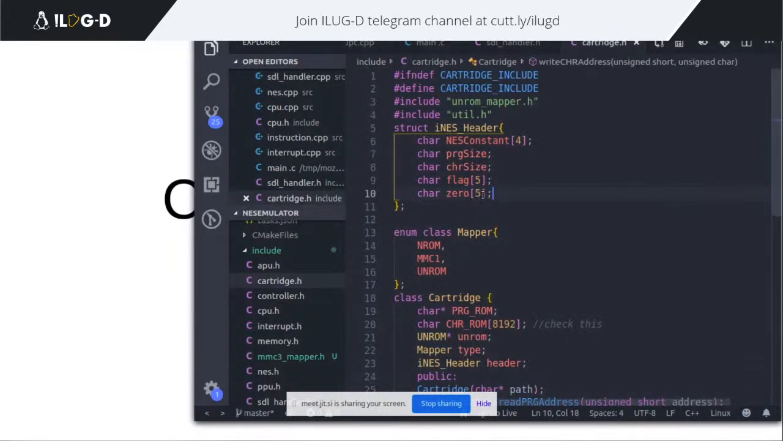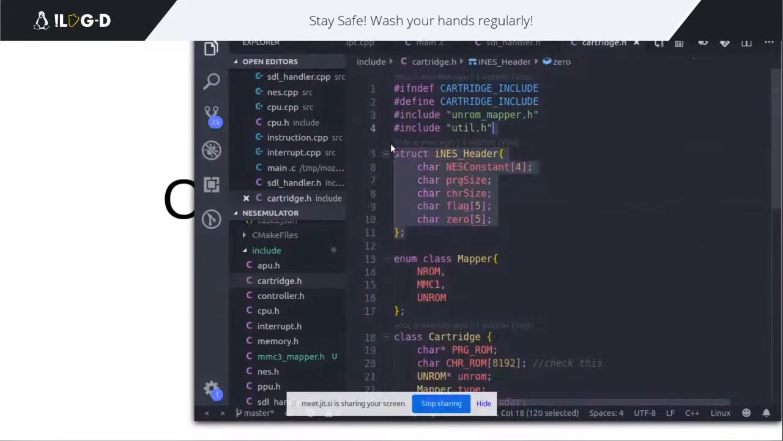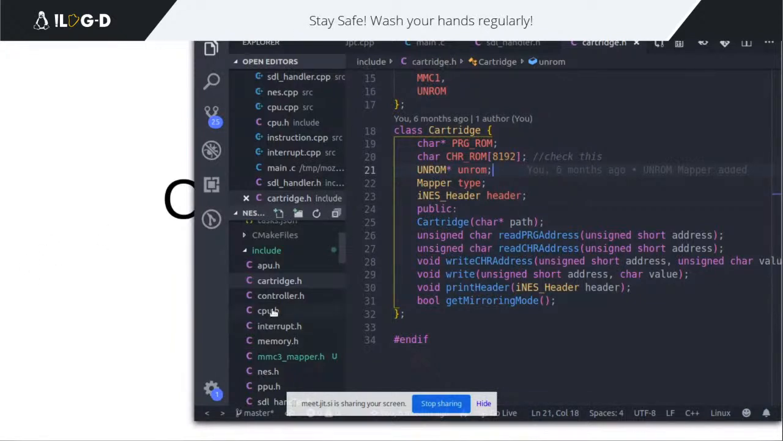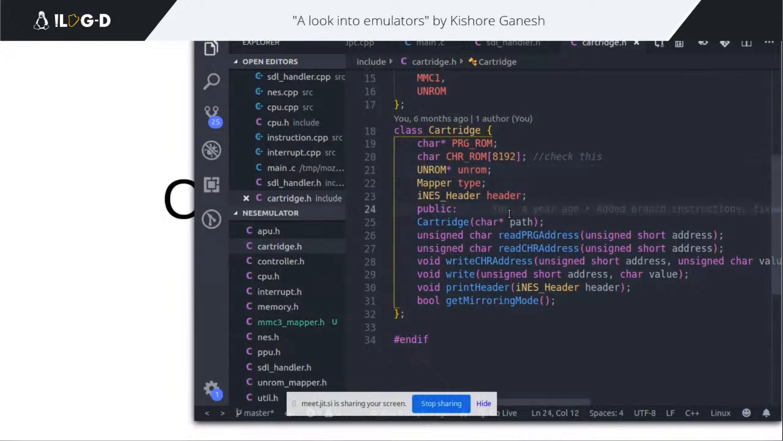And again, all of this stuff like the cartridge will be represented in a similar manner. Again, the cartridge has CHR ROM 8192 bytes. You don't need to understand the exact stuff, but basically this is how some parts of the hardware are captured, right? And let's come to the CPU actually.